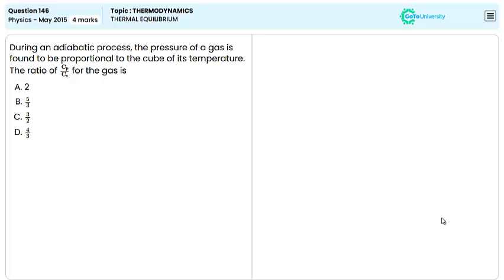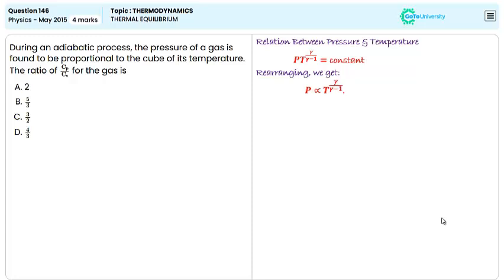For an adiabatic process, the relation between pressure and temperature is derived from the ideal gas law and the adiabatic equation given by P T to the power gamma by gamma minus 1 is equal to constant. And rearranging this, we get P is proportional to T to the power gamma by gamma minus 1, where gamma is nothing but Cp by Cv and it is a ratio of specific heats. The problem states P is proportional to T cube.